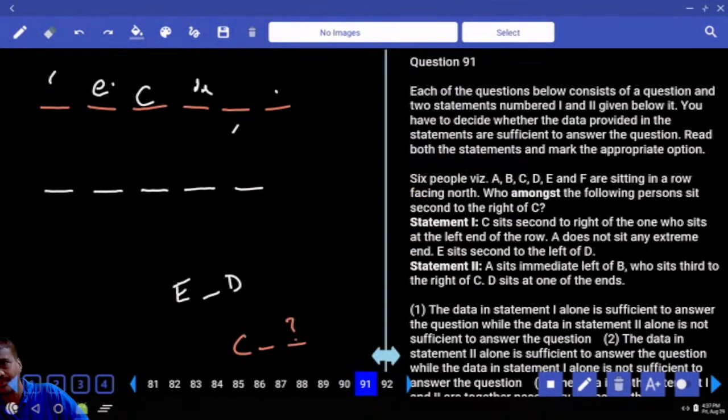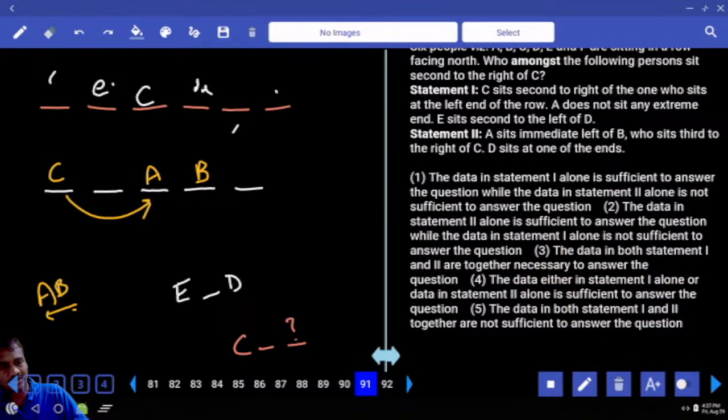Then coming to 2 alone. Now in this 2 alone, A sits to the immediate left of B. A is to the immediate left of whom? B. B sits second to the right of C. B is seated second to the right of C. Now B is second to the right of C if you take here, 1, 2, 3. If B is second to the right of C, immediate left hand side of B is A. Then who is seated second to the right of C? A. Are you getting the answer or not? In whatever position you write C, you will get A as the answer. Hence, what alone is sufficient? 2 alone is sufficient. Now 2 alone is sufficient, that is the choice for question number 91. Clear?